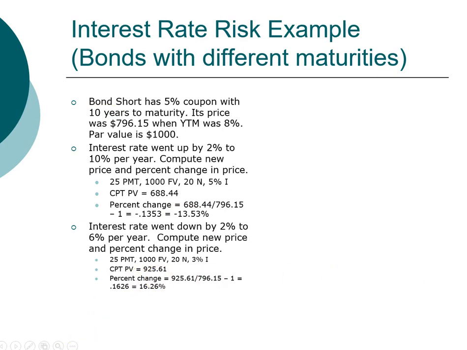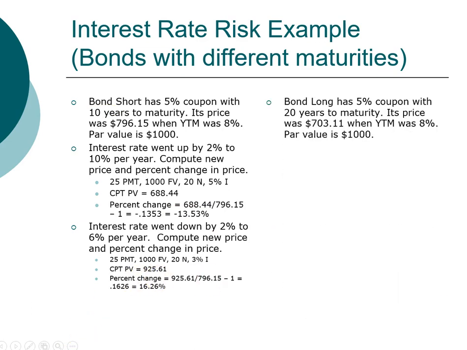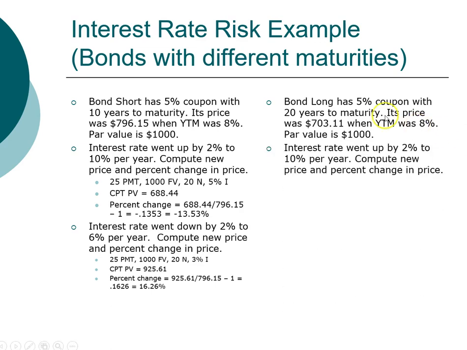Next, let's take a look at a bond that's very similar, except it is longer. So this bond has a longer time to maturity. If you look at the characteristics of the two bonds, they are almost exactly the same. Both have a 5% coupon, and the yield to maturity is 8%. The par value is $1,000. The price of the bond today is $703 for this longer term bond. So both bonds are discount bonds.